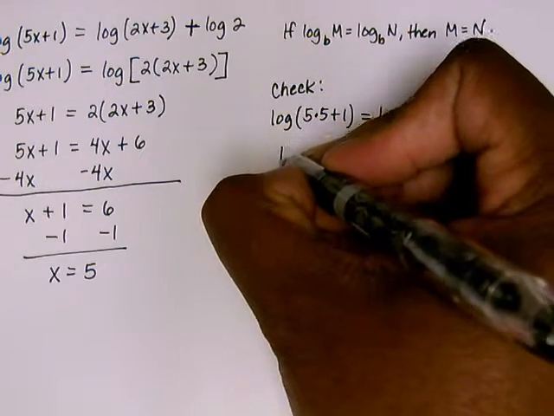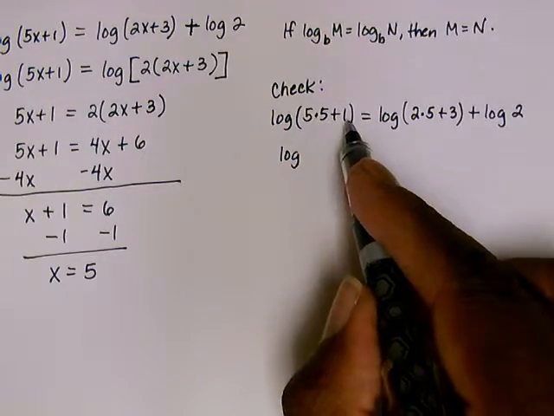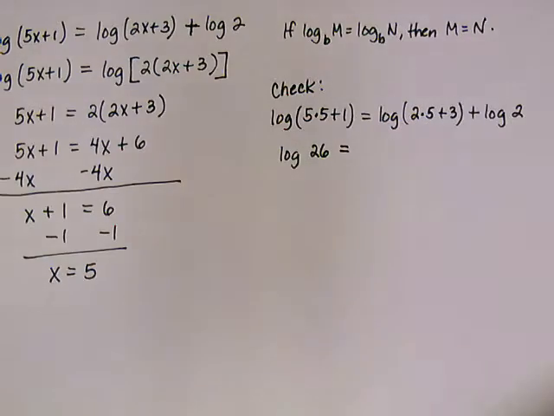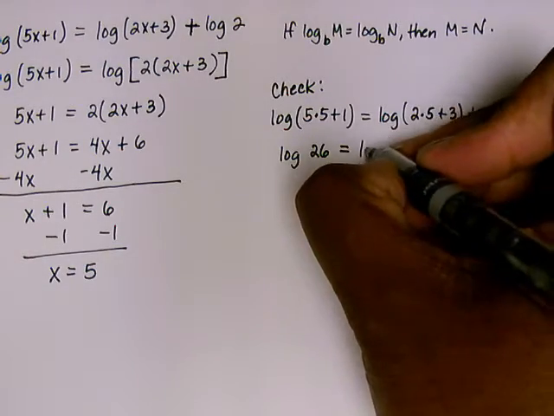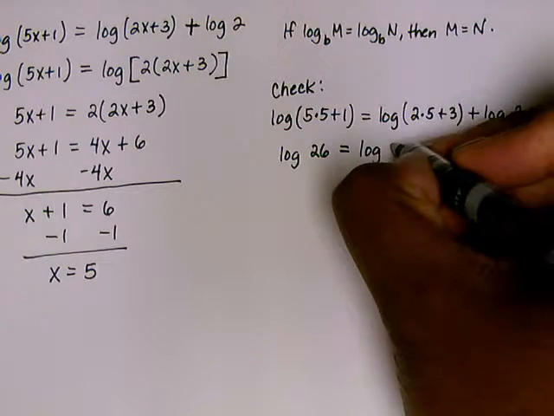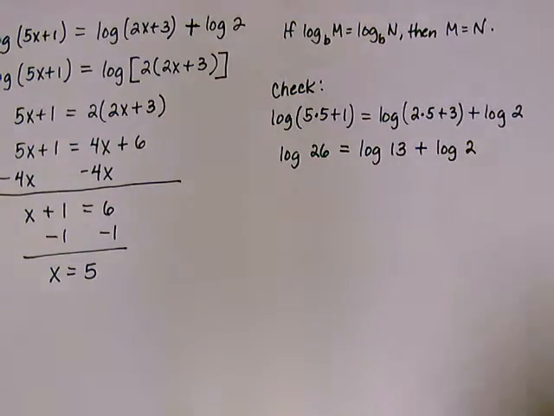Now, bring down the log. 5 times 5, that's 25. 25 plus 1 will be 26. So I have a log of 26 on the left side. That's equal to the log of 2 times 5 will be 10 plus 3 will be 13. So I have log of 13 plus the log of 2.